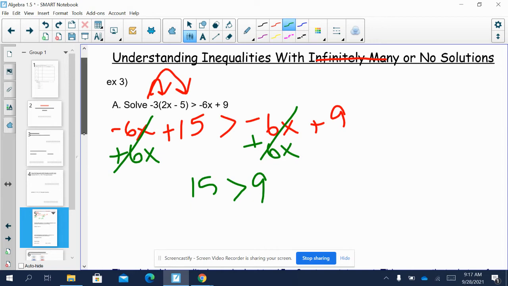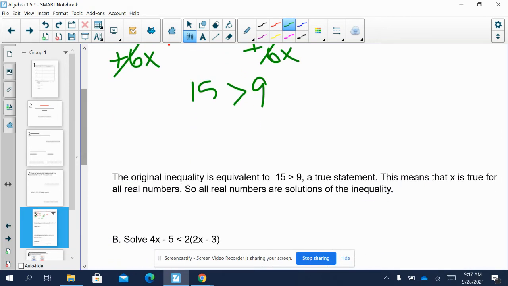With the inequality, you really have to pay attention to that symbol. Is 15 greater than 9? Yes, it is. That means that x, no matter what value it is, it's going to be true for all real numbers. So all real numbers are going to be the solution of that inequality.